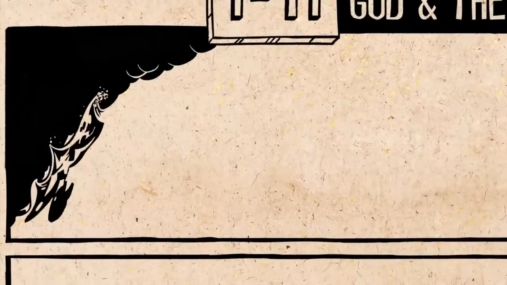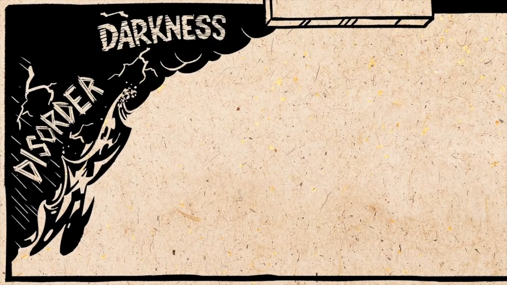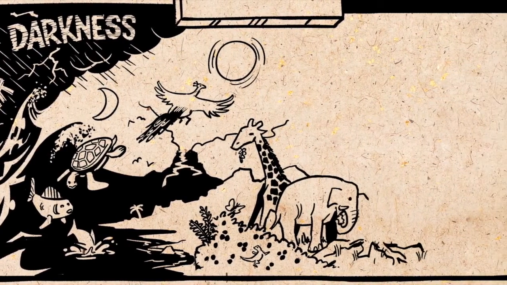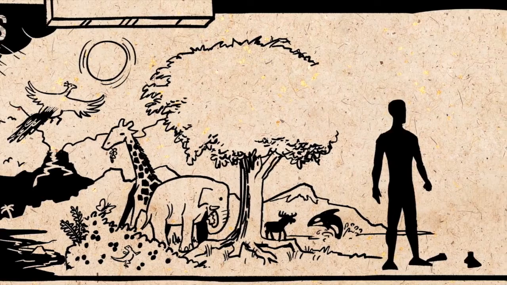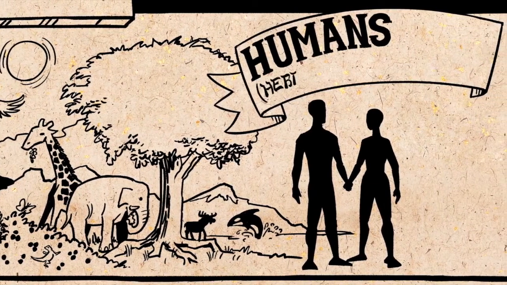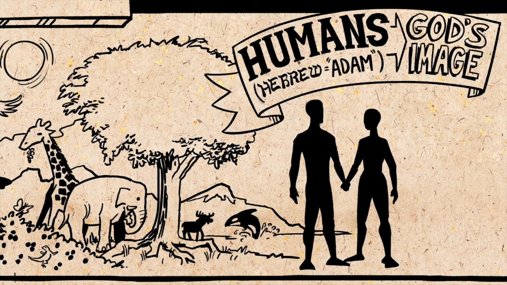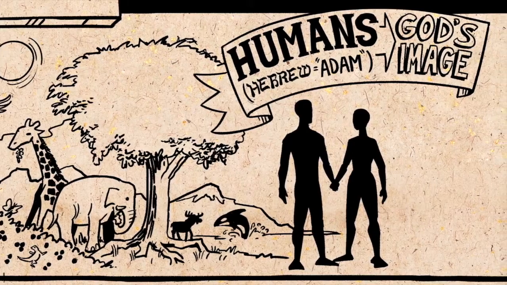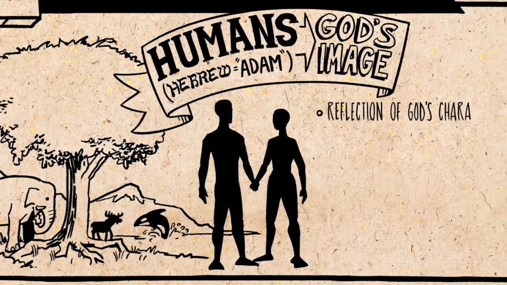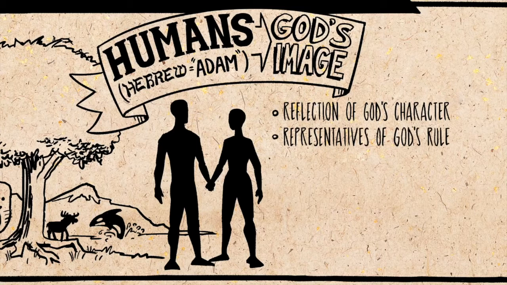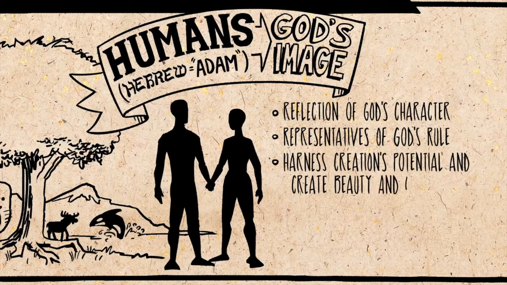So the book begins with God taking the disorder and the darkness described in the second sentence of the Bible, and God brings out of it order and beauty and goodness. He makes a world where life can flourish. And God makes these creatures called humans, or Adam in Hebrew. He makes them in his image, which has to do with their role and purpose in God's world. So the humans are made to be reflections of God's character out into the world, and they're appointed as God's representatives to rule his world on his behalf, which in context means to harness all of its potential, to care for it, and make it a place where even more life can flourish.